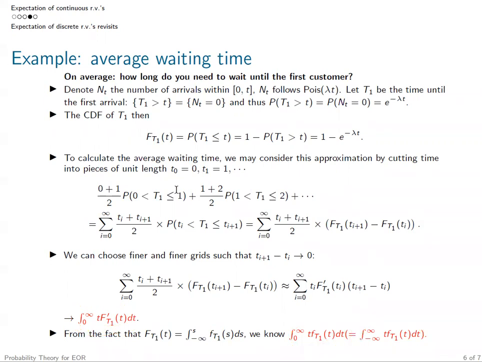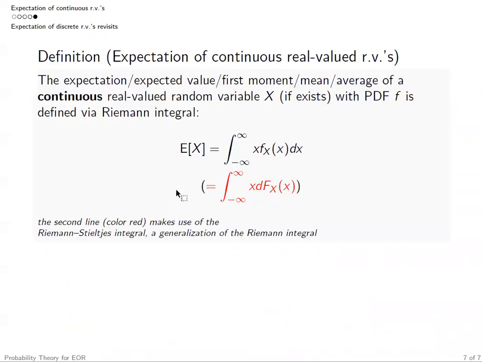Let's take a look at the formal definition here. The expectation, expected value, first moment, mean, average of a continuous real-valued random variable, if it exists, with PDF f is defined by this Riemann integral, where we integrate from negative infinity to positive infinity the integrand x multiplied by the density.